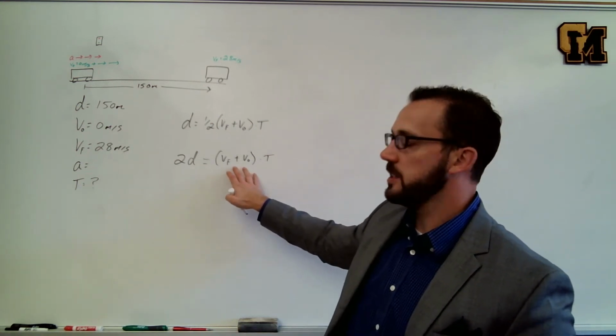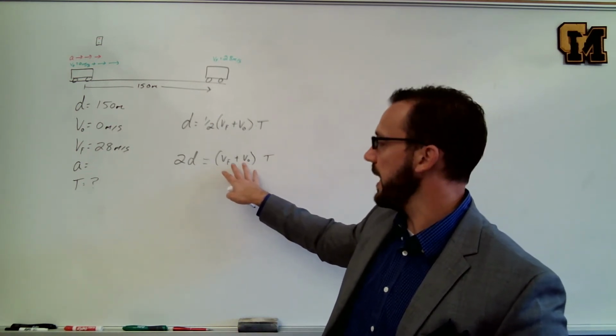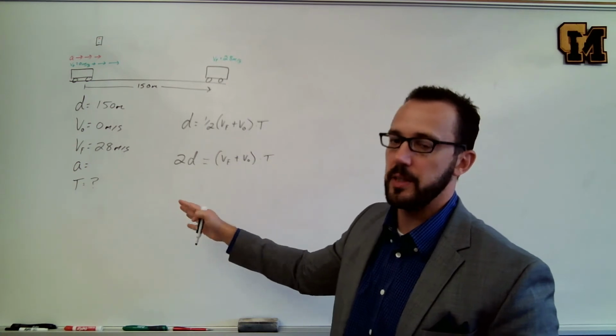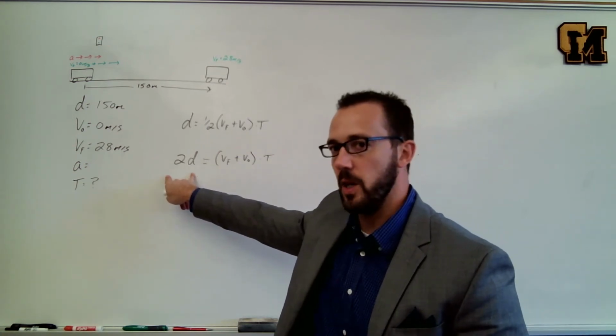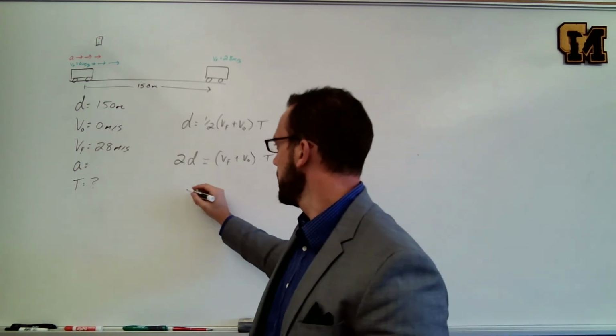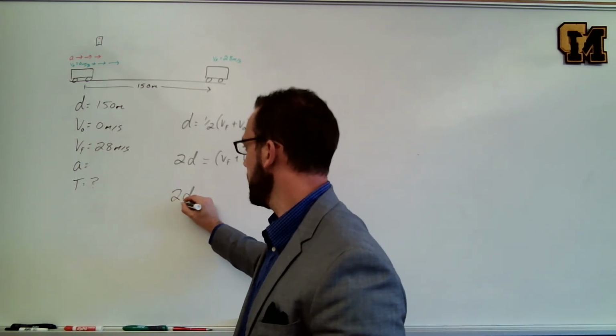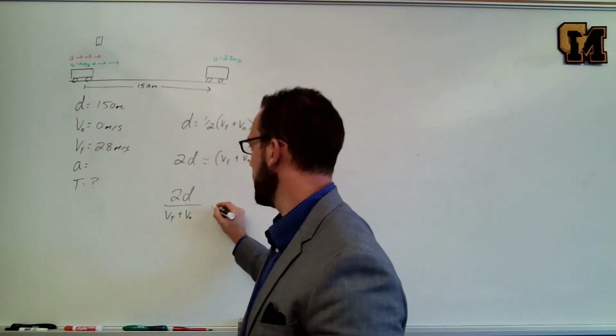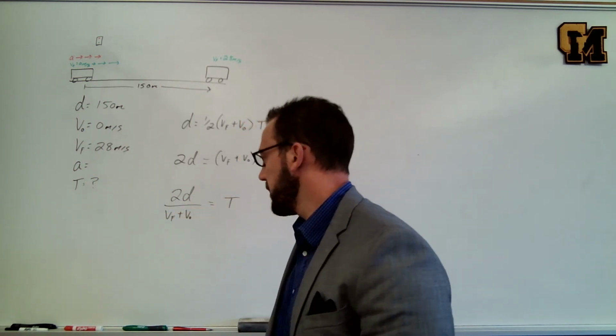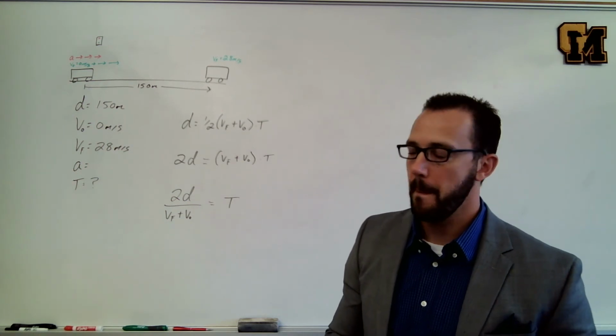I know we have an addition sign here, but because it's in parentheses, we can't add or subtract either of these to the other side. That's not how that's going to work. We're actually going to divide this whole thing in parentheses over to the left side. So my left side will be 2d over (vf plus v naught) in the bottom of my fraction equals time.